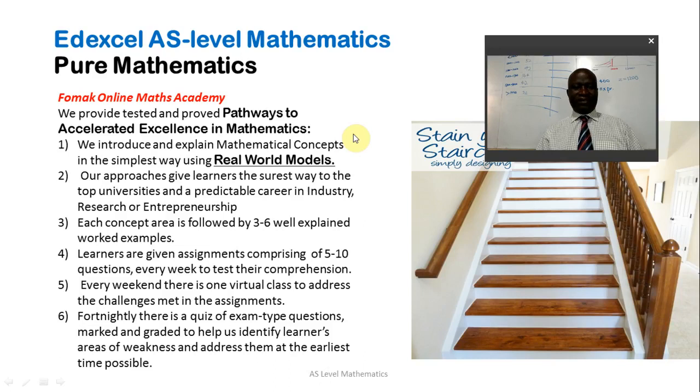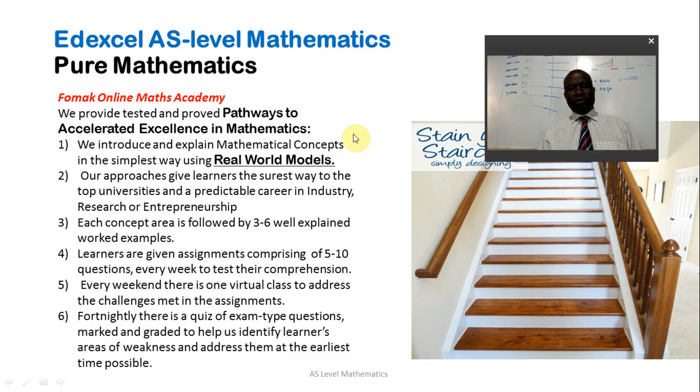Formac Online Mathematics Academy is pleased to bring to you Edexcel AS Mathematics as one of the flagship programs that we teach students across the world, putting them on the higher pedestal of success. At Formac Online Mathematics Academy, we provide you with tested and proven pathways that accelerate your excellence in mathematics. And this variant will be handled by yours truly, Francisco Diambo.